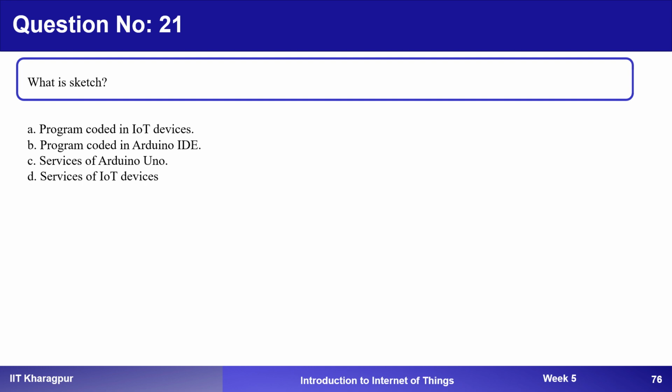So the correct option for this is B, that is your program coded in Arduino IDE. So for running a sketch, what you'll need is a computer, Arduino IDE installed on that computer, an Arduino board and a compatible data USB cable which is interconnecting your computer with your Arduino board.